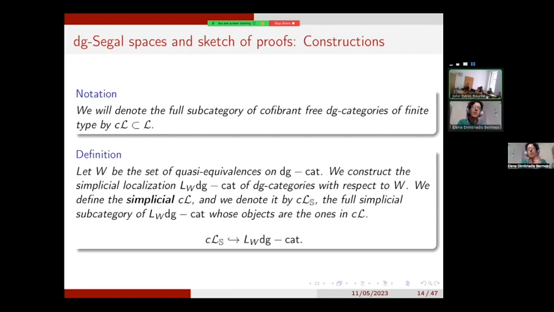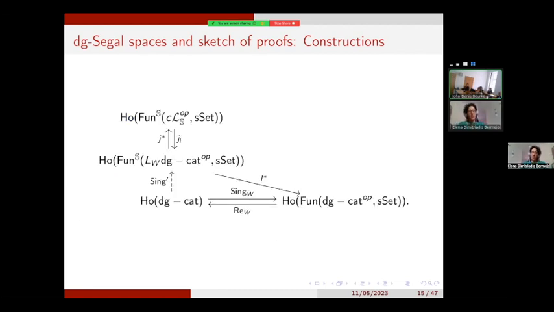And now with that, we have enough things to see what our adjunction will be. Okay, so let me talk you through this diagram. So first, we have this adjunction, which is induced by the inclusion. This adjunction, which is induced by the localization. And then this adjunction, which is the Dugger's universal model category.